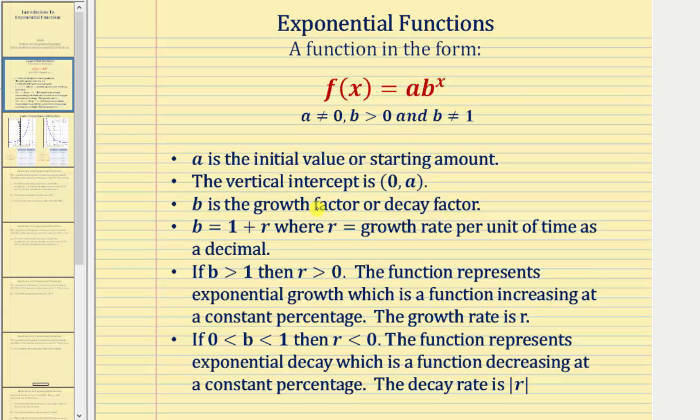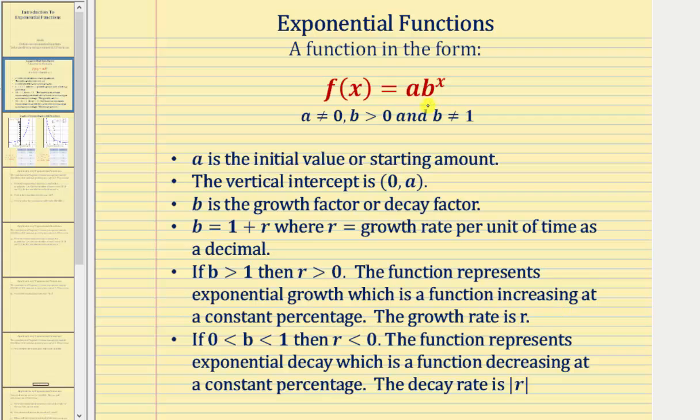The base b is called the growth factor or decay factor, where the base b equals 1 plus r, where r is equal to the growth rate per unit of time as a decimal. So if the base b is greater than 1, then r, the growth rate, would have to be greater than 0 or positive, and therefore the function represents exponential growth, which is a function increasing at a constant percentage with the growth rate of r.